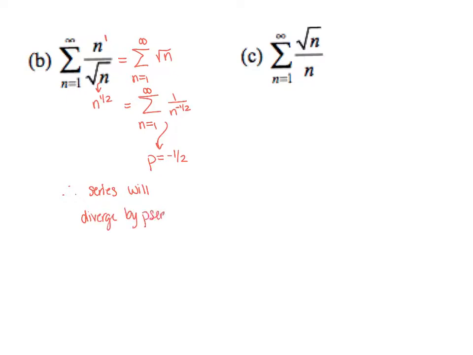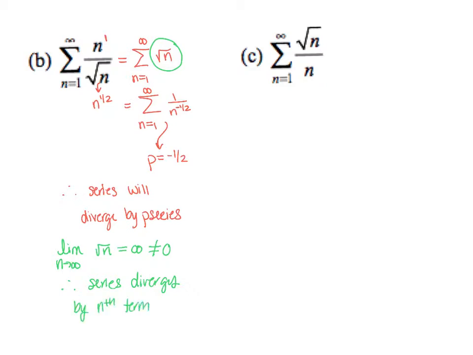by p-series. You could also use the nth term test here. So once you have this cleaned up right here, your a sub n is equal to the square root of n. So if I take the limit as n approaches infinity of the square root of n, you just get infinity, and that is not equal to 0. Therefore, you could say the series diverges by the nth term test as well, if you wanted to.